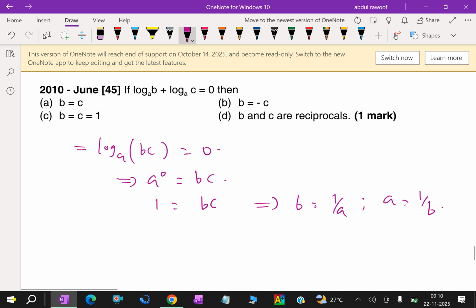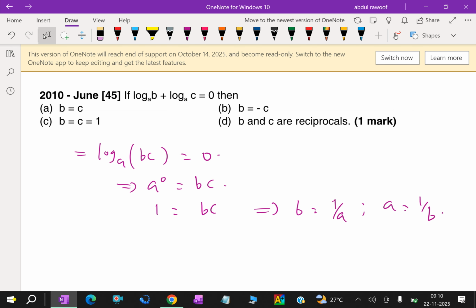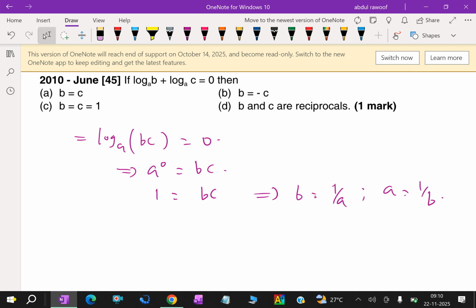That means B equals 1 over C and C equals 1 over B. So both are reciprocals of each other, because B equals 1 over C or C equals 1 over B.